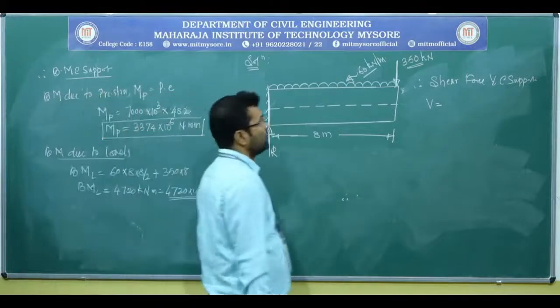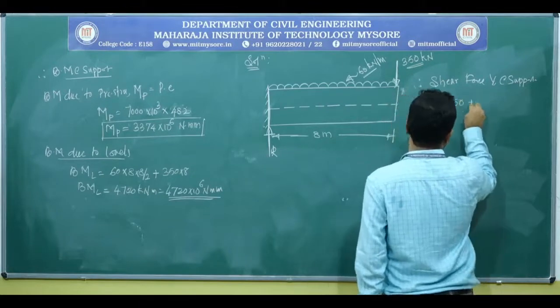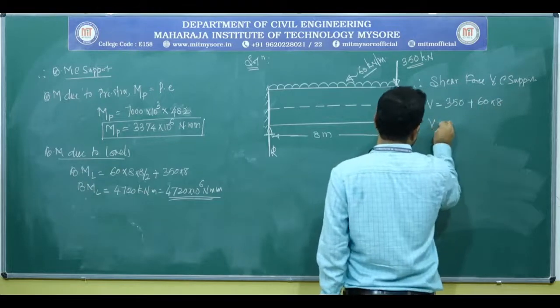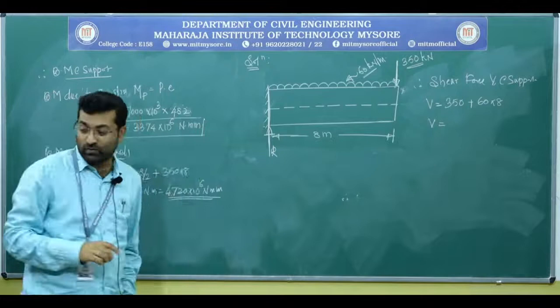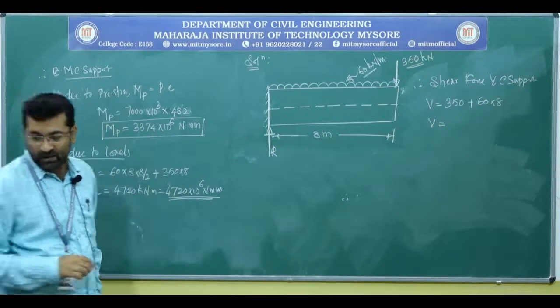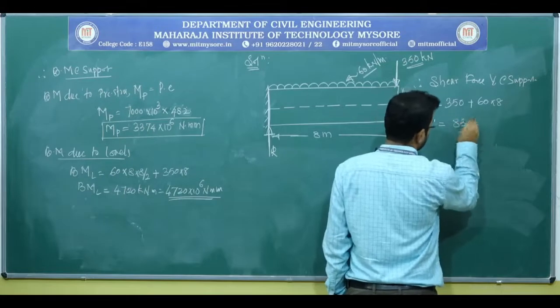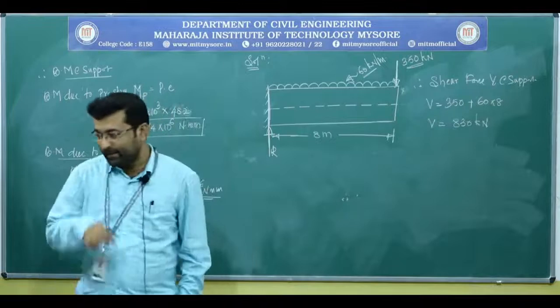So how much is the total load? The total load is 350 kilonewtons plus 60 into 8. So the total reaction R, or the support shear force at the support, is about 830 kilonewtons. Okay.